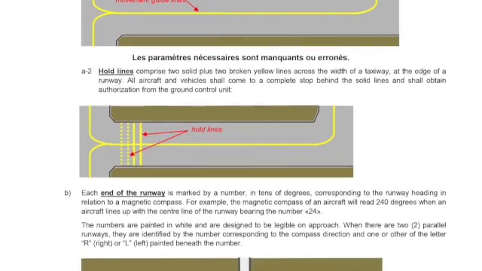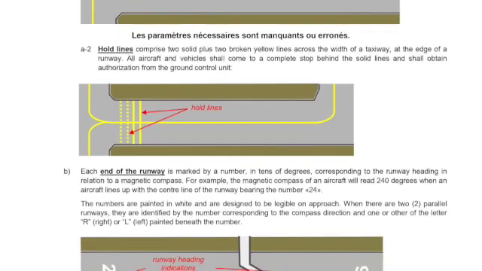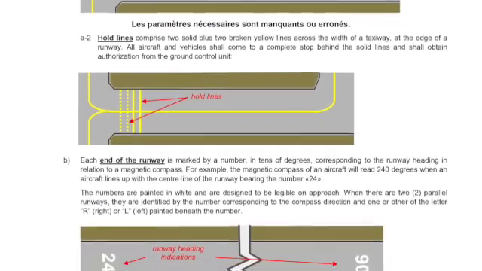B. Each end of the runway is marked by a number, in tens of degrees, corresponding to the runway heading in relation to a magnetic compass.